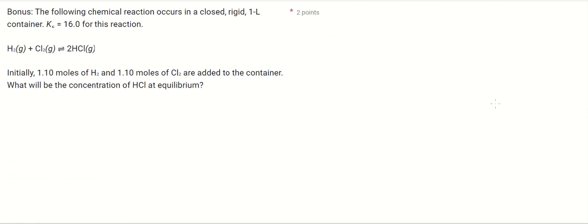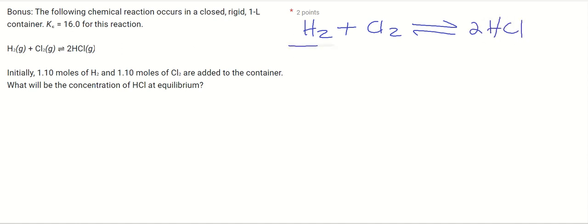All right, bonus question. This one I believe is a bonus question because you need to use an ICE box, or an ICE table. Because you're given initial conditions, that's when you need an ICE chart. So let's set this up. I'm just going to rewrite everything here so I have a little more room. H2 plus Cl2 is going to give us 2HCl. This is my reaction. ICE is initial, change, and equilibrium. Let's see what we're given.